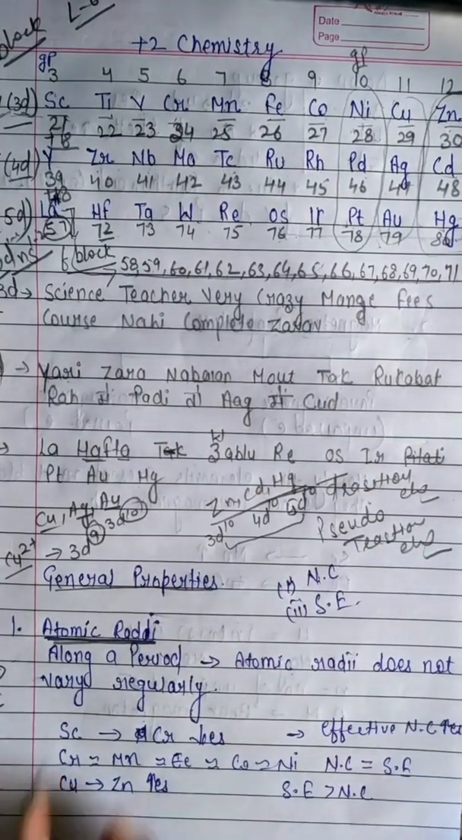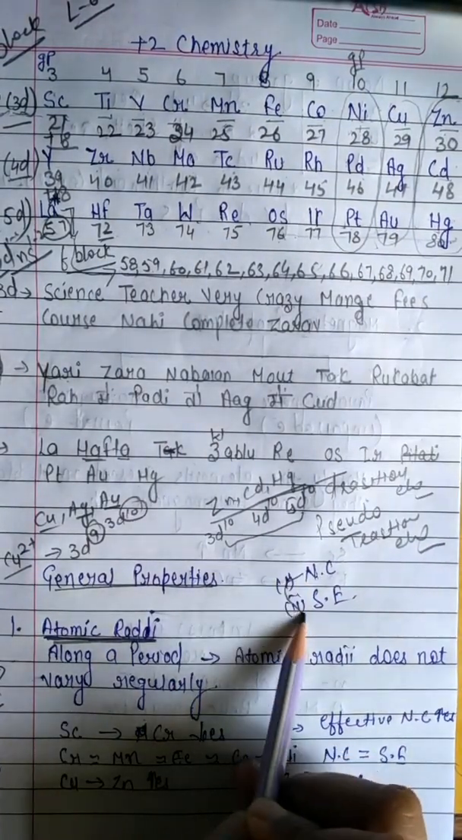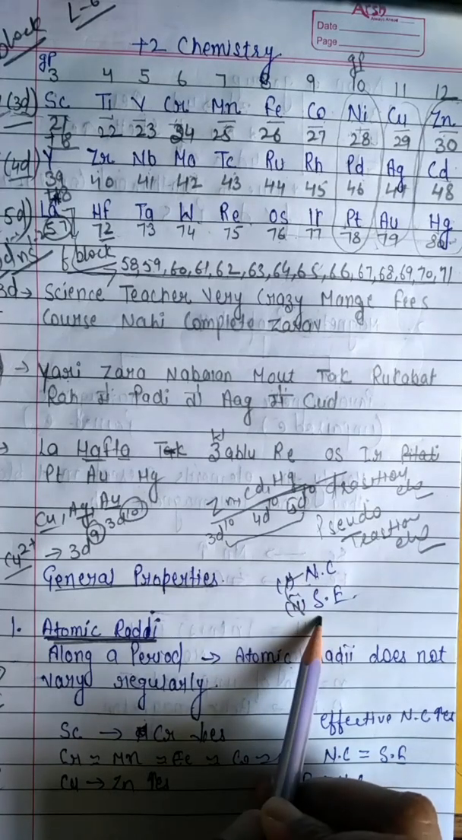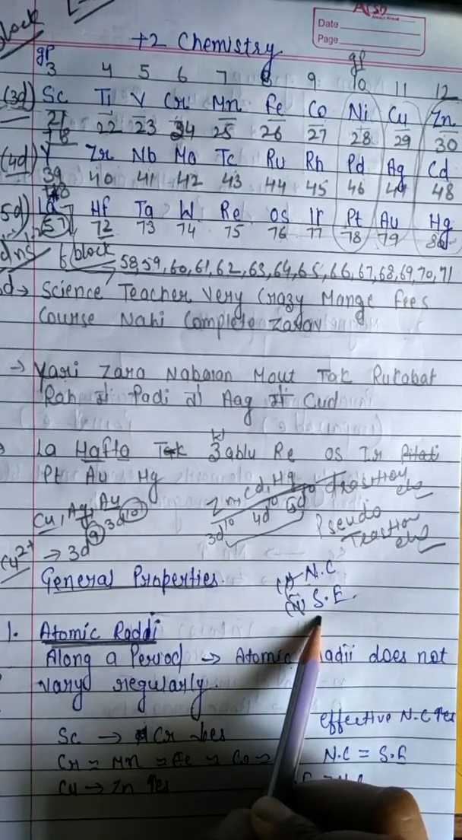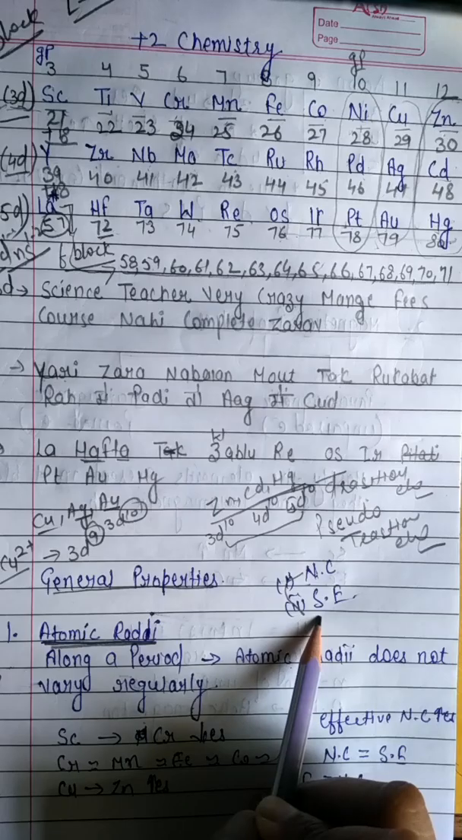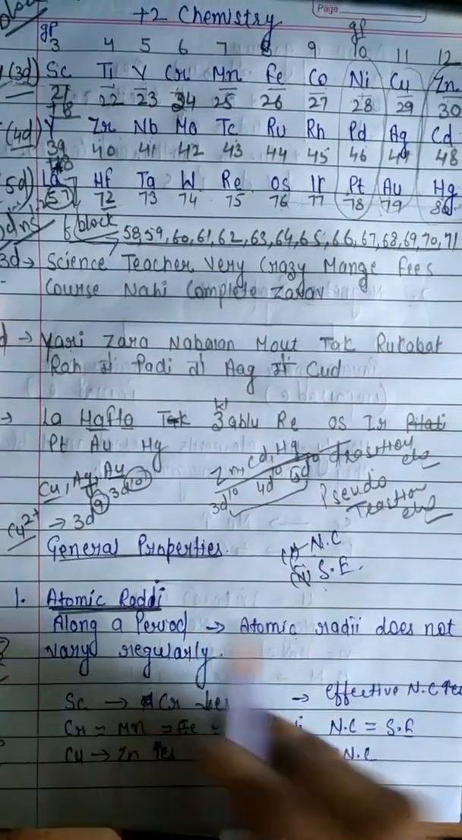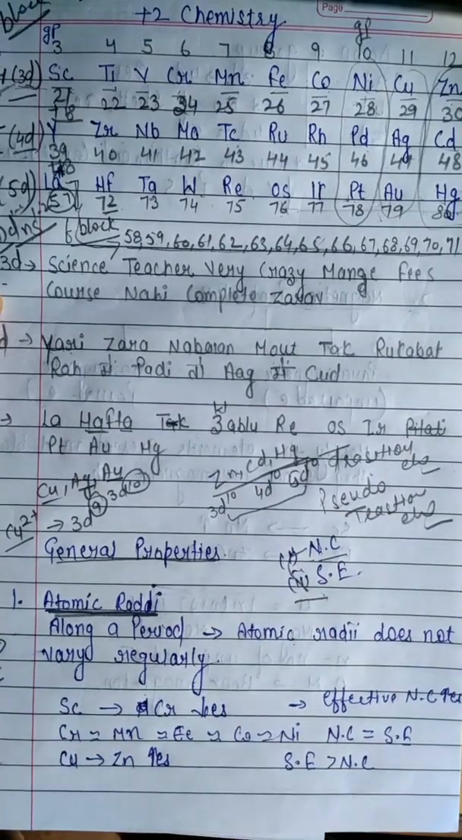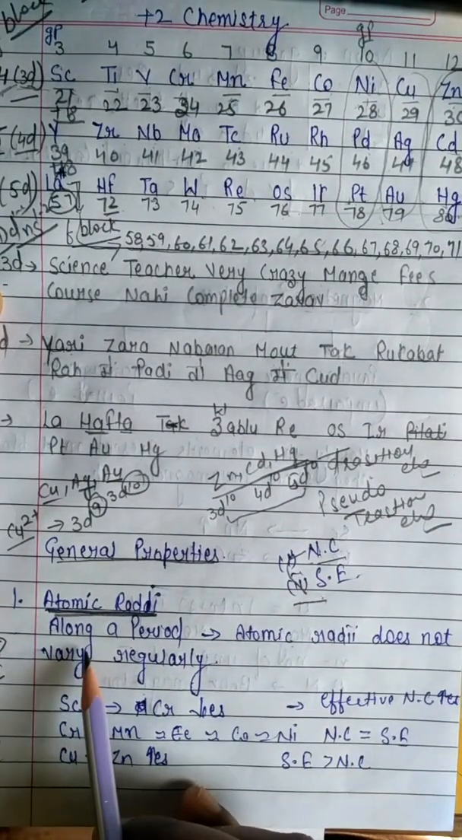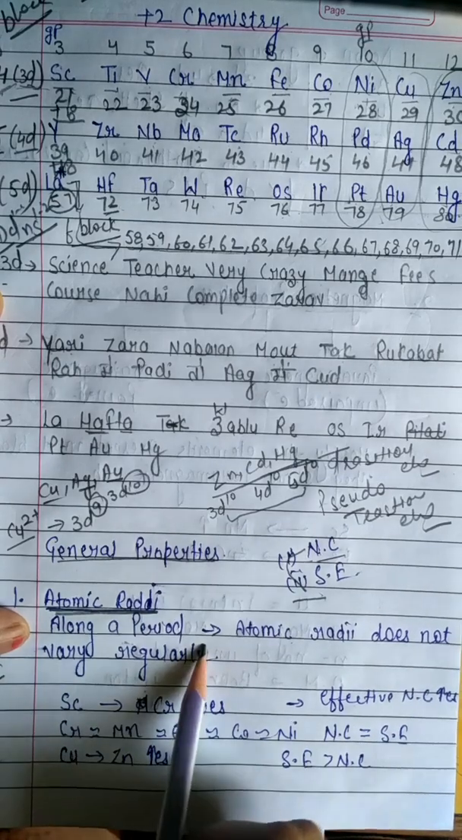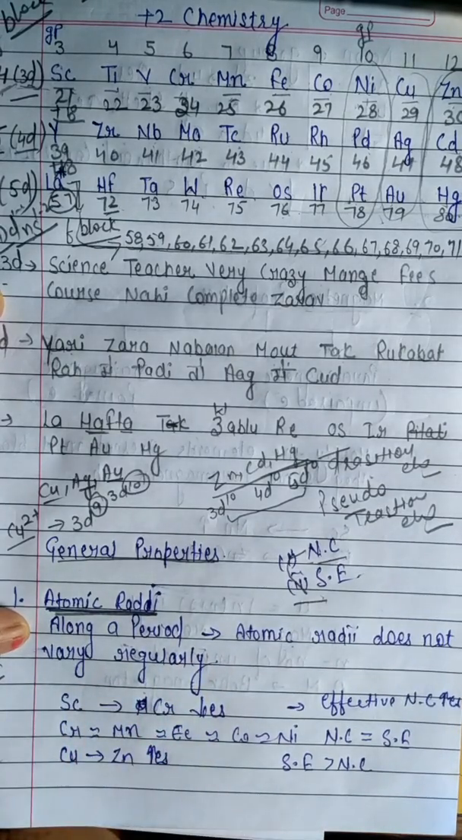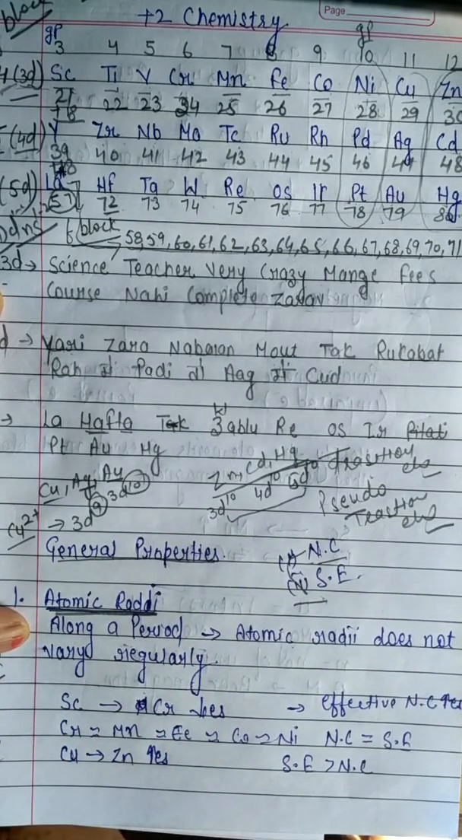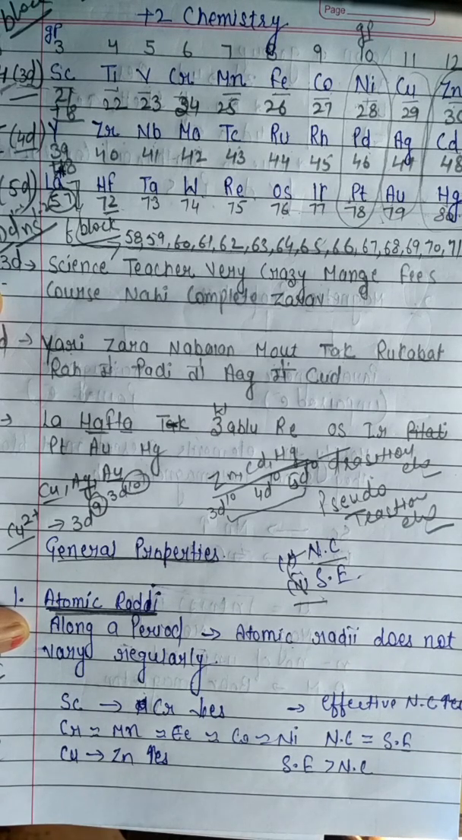The atomic radius is based on two factors: firstly the effective nuclear charge, and the second is the screening effect. These are the two factors that affect the atomic radius. Now, along a period, the atomic radius does not vary regularly. We cannot say that it is continuously increasing or continuously decreasing.